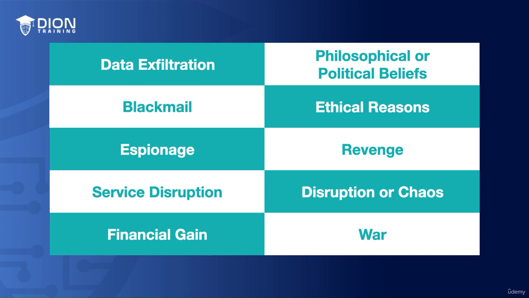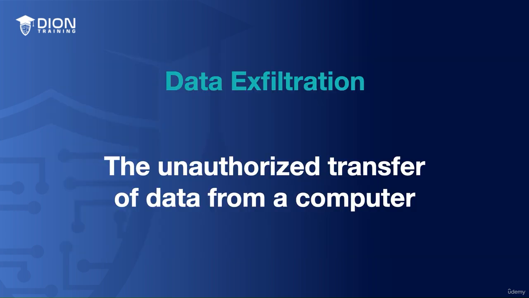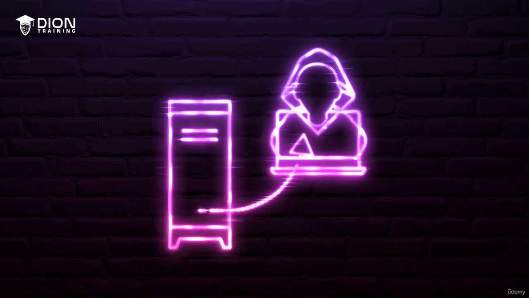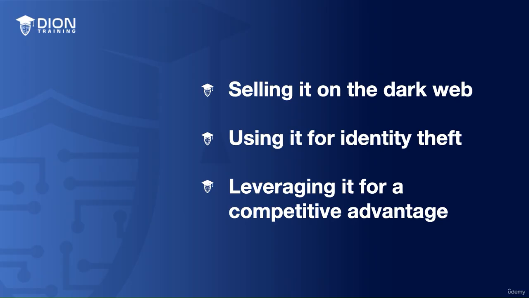First, we have data exfiltration. Data exfiltration refers to the unauthorized transfer of data from a computer. For example, if an attacker is able to log into one of your organization's computers and steal your client contact information, this means that they have successfully exfiltrated data from your organization. Threat actors motivated by this want to access your organization's sensitive information, such as IP or intellectual property, personal identifiable information or PII, or trade secrets. This stolen data can be used for various purposes, including selling it on the dark web, using it for identity theft, or leveraging it for a competitive advantage, which is why data exfiltration is one of the biggest motivations for many of the different threat actors out there.